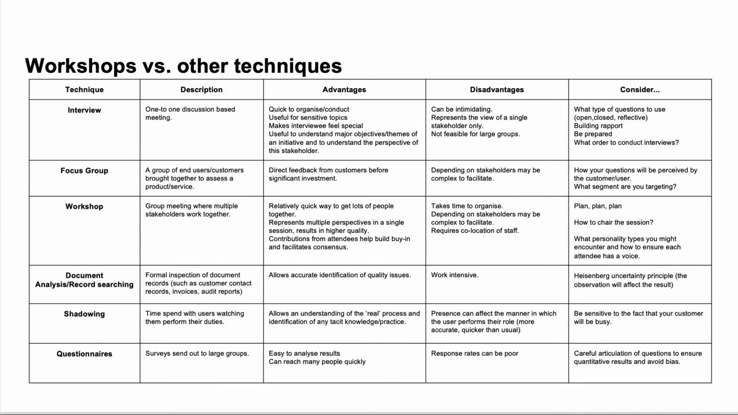Questionnaires is lastly the other technique. This could be surveys that you send out to large groups. You don't have to send them out. You could do them personally, face to face. You can just ask people, or a group of people, depending on how many you need. They are easy to analyze and can reach many people quickly. Response rates can be poor, and you need careful articulation of questions to ensure quantitative results and avoid bias.